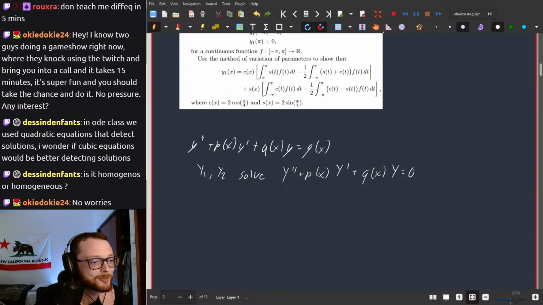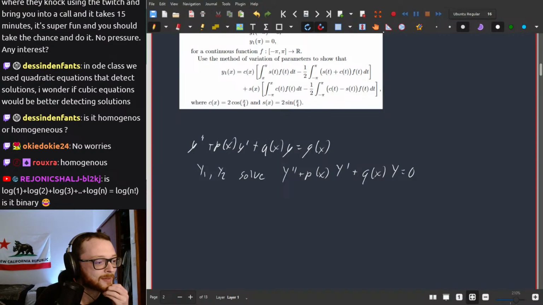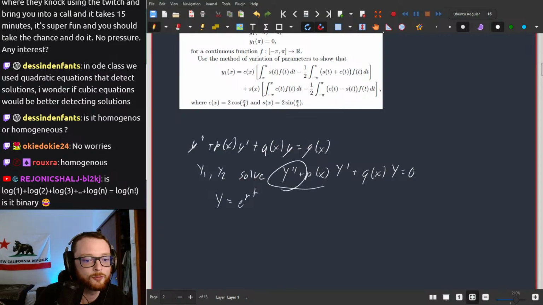In class, we use quadratic equations that detect solutions. Is it binary? I don't know what that would mean here. Are we talking about the thing where you let y equal e to the rt? The quadratic thing comes from the second derivative.